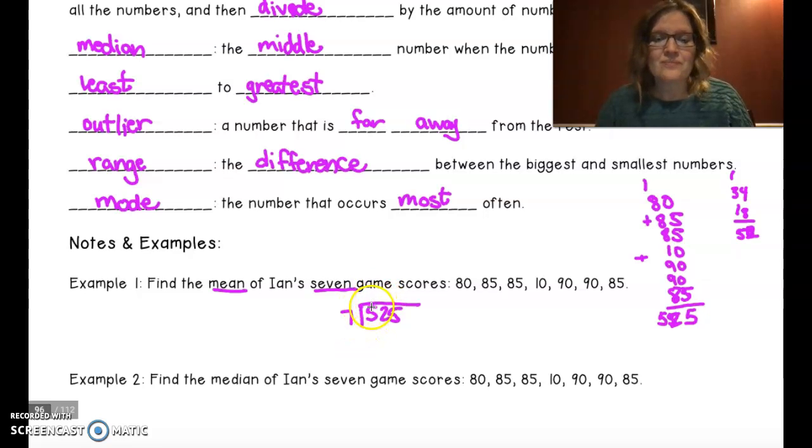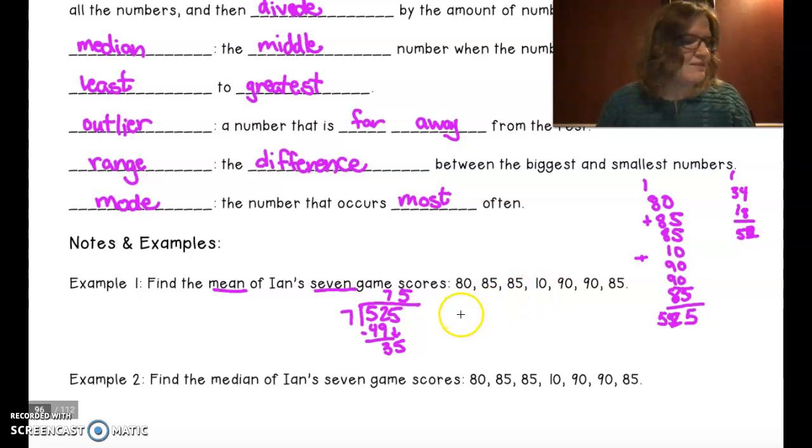Whew, here we go. 52 can be divided by 7. I'm thinking 7 times 7 is 49. That's very close. We subtract. We get 3. Pull down our 5. Oh, guys, it's going to be beautiful. 35 divided by 7 is 5. So Ian's score is 75 points.